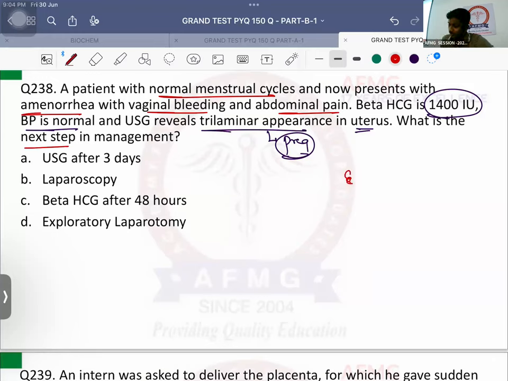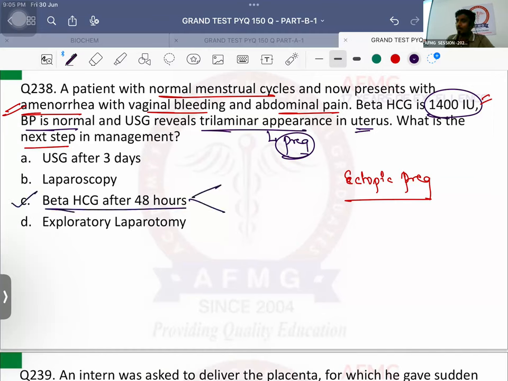So it is definitely a case of ectopic pregnancy, because trilaminar appearance on ultrasound along with increased beta HCG levels along with amenorrhea is a classical case of ectopic pregnancy. Now, for ectopic pregnancy, what is the next step to be done? Beta HCG after 48 hours. It will be doubled. So please remember, if beta HCG doubles after 48 hours, that is the case of intrauterine pregnancy. If beta HCG doubles after 5 to 7 days, that is the case of ectopic pregnancy.